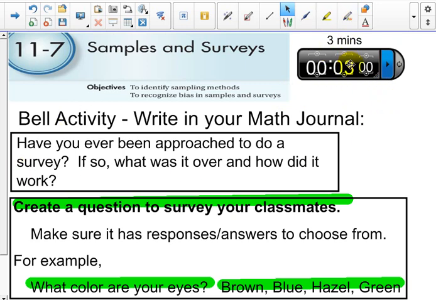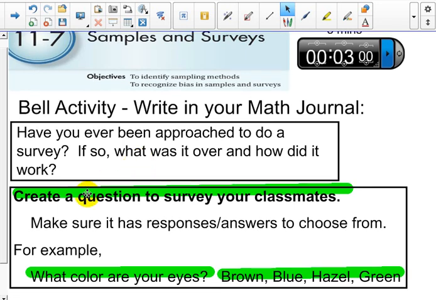So I've got the timer set for 3 minutes. I'll start it in a second here. But your bell activity is to write this in your math journal, but you will be turning it in. So you will be creating this on a separate sheet of paper as well. Okay? So I'm asking you, have you ever been approached to do a survey, like in a mall? Usually with students it's in the mall. You get approached by somebody, they're holding a clipboard and a pencil, and they're going to ask you a bunch of questions. And I say, if you have been approached, what was it over and how did it work?